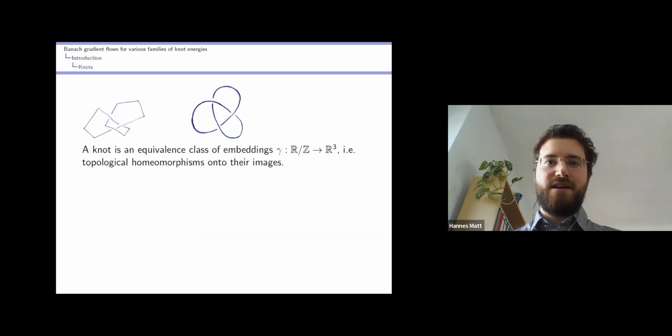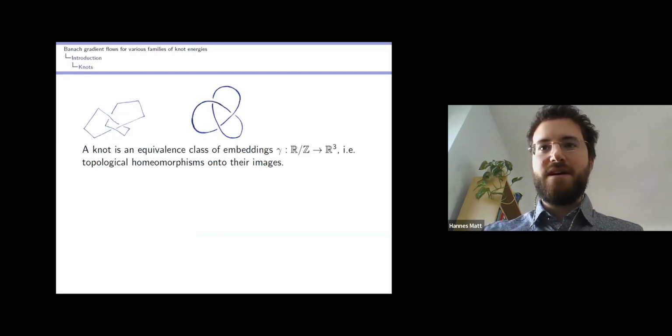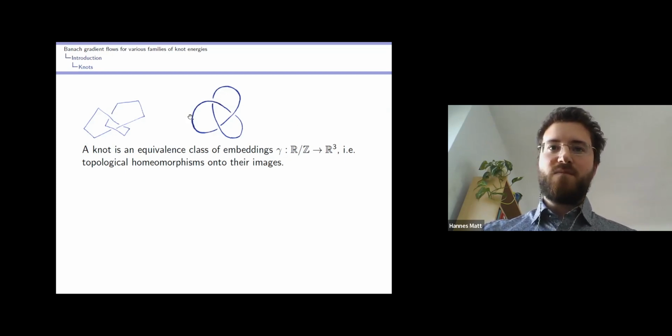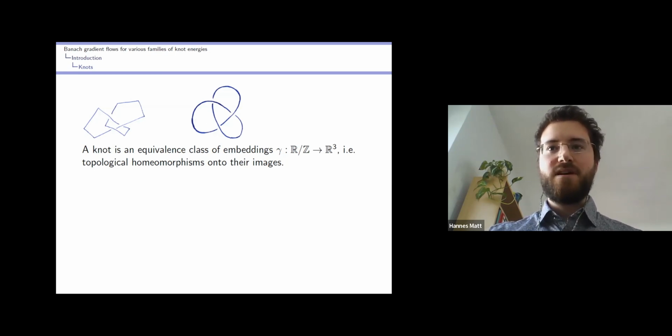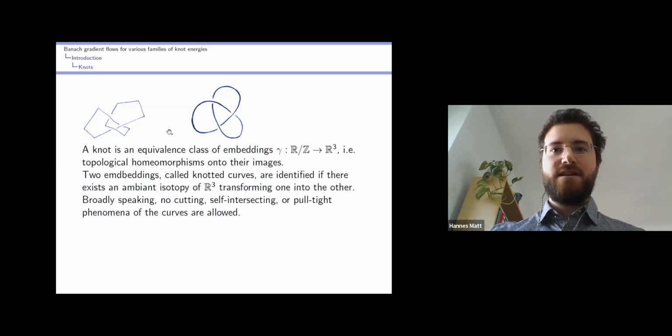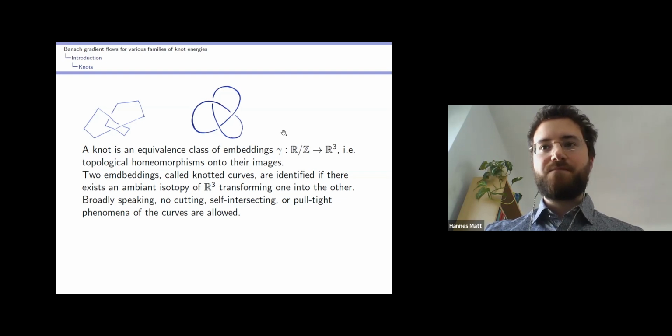So what are knots? A knot is an equivalence class of embeddings, so of closed curves in R3. We map the unit circle into three-dimensional space, and as curves or as functions, these two objects are different, but we would like to identify them with each other. We say that two such curves are equivalent if there exists an isotopy of the ambient space R3 that transforms the one curve into the other.